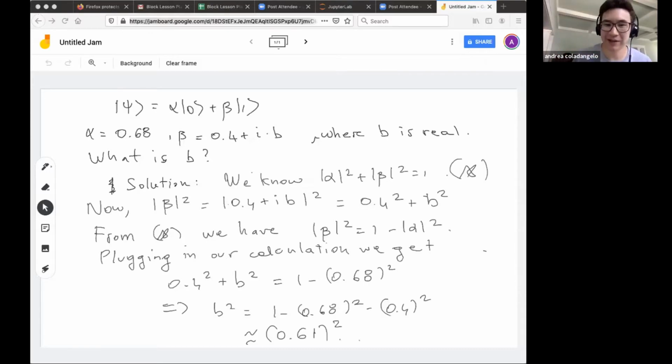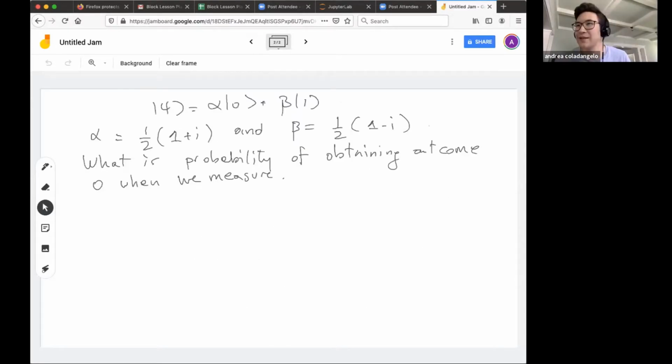I will share the Jamboard later. If you're still having trouble with the exercise, you can check the solution. Now let's move on to the next one. Here we have alpha and beta set to these specific values, and it's asking what is the probability of obtaining outcome 0 when we measure. I'll give you a few minutes to think about this, then we can discuss.